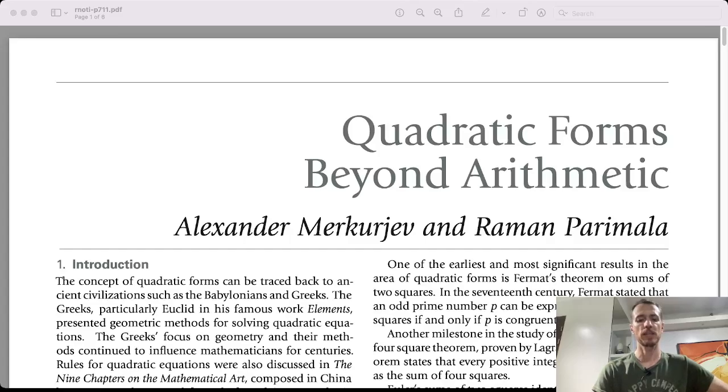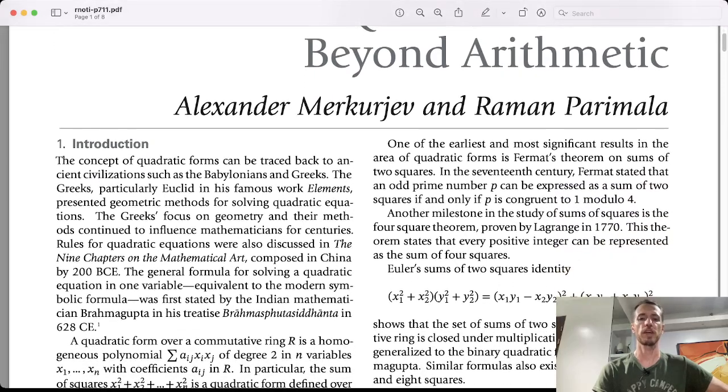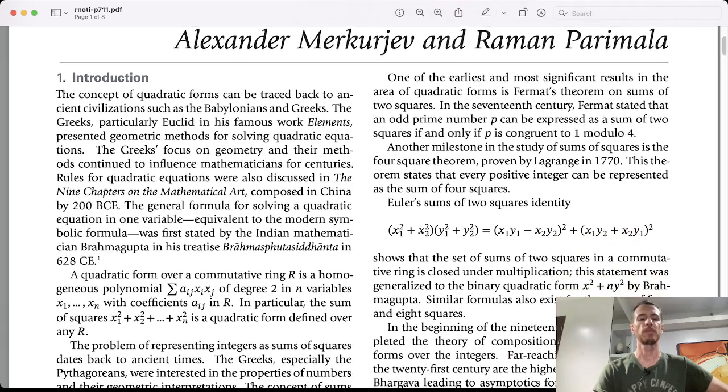Hello, I'm Sam Alexander, the mathematician and philosopher, and today I'm going to be reading Quadratic Forms Beyond Arithmetic by Alexander Merkurjev and Raman Parimala, which is published in the Notices of the AMS 2025.